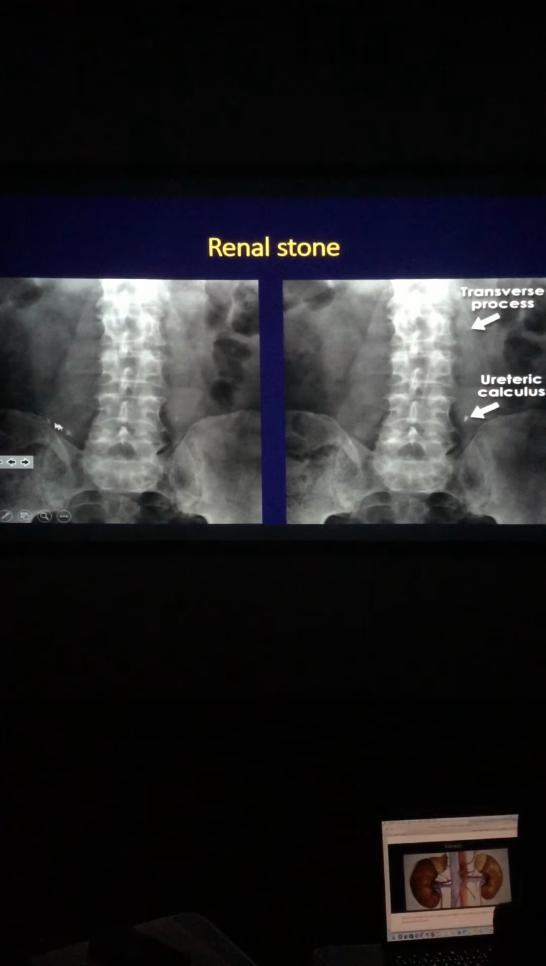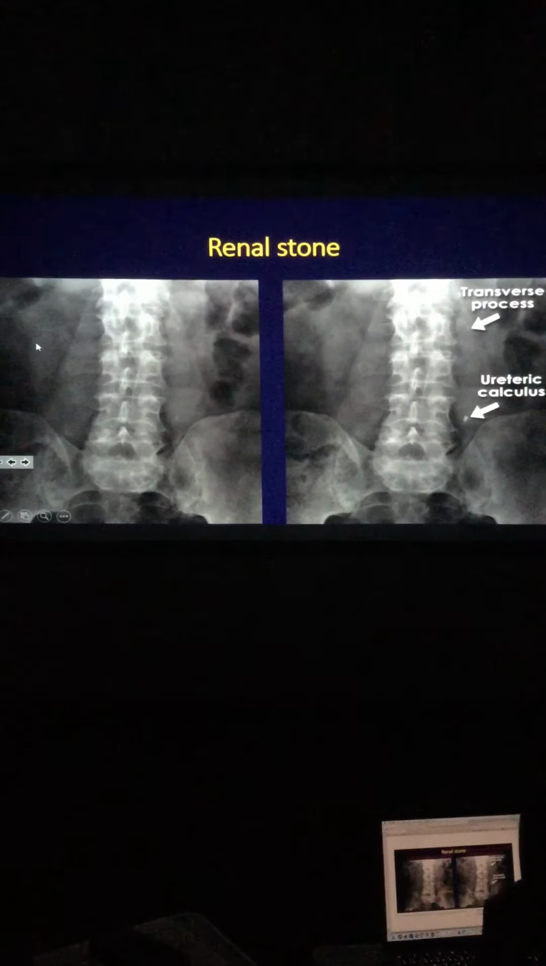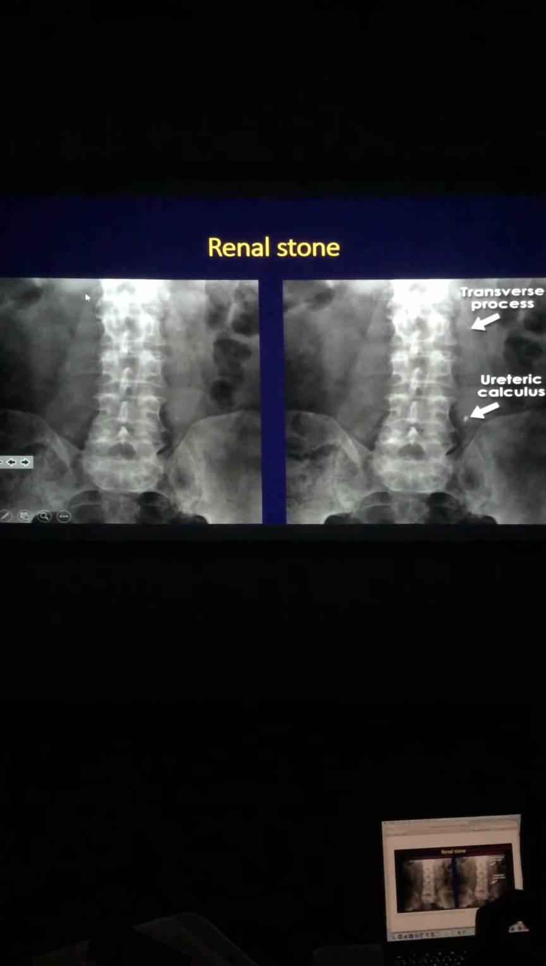Now, in the plain X-ray, what do you expect to see? First of all, for a stone, you will see this area by the side of the psoas. This is the kidney area, and the stone will be seen here. Now, at the same time, these are the spinous processes here. Sorry, transverse processes. I'm sorry. Yes. Thanks for the correction.